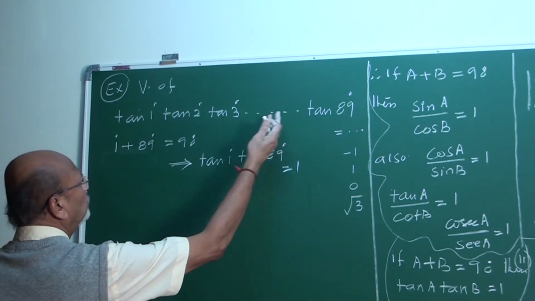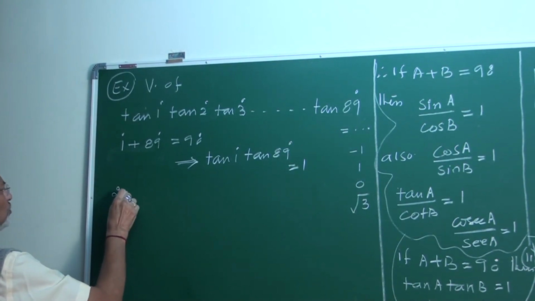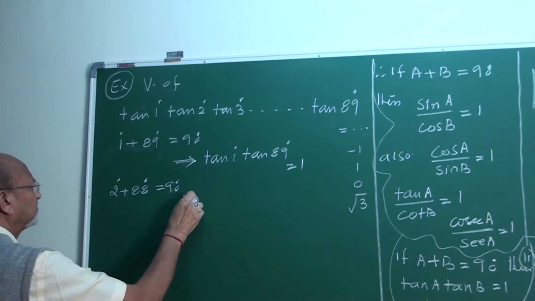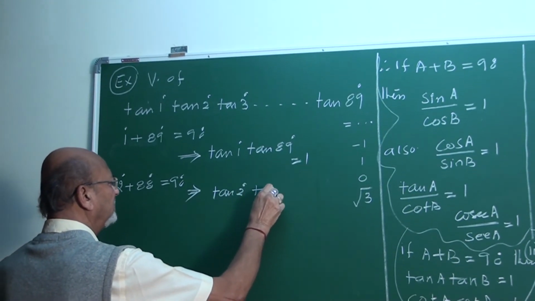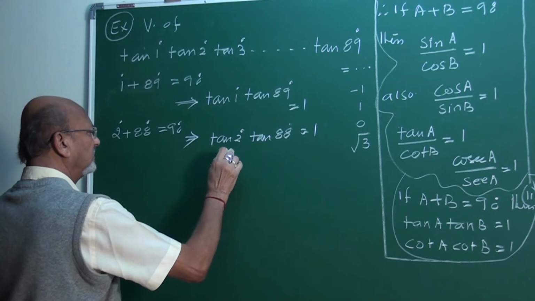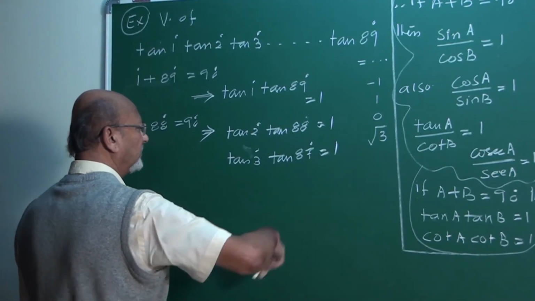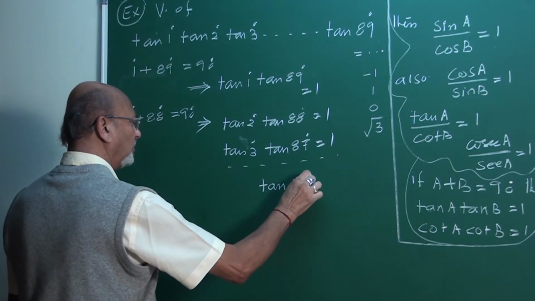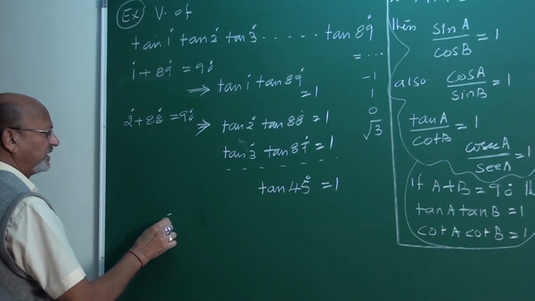Again, what is the second pair? 2 with 88 here. It is continuous. 2 plus 88 degrees, what is this? 90 degrees. So this gives tan 2 degrees into tan 88 degrees is what? 1. Similarly, tan 3 degrees into tan 87 degrees, like this, my friend, 1. In between you have one more. That one more is what? Tan 45 degrees. Tan 45 is also 1. Therefore, what is the entire product?